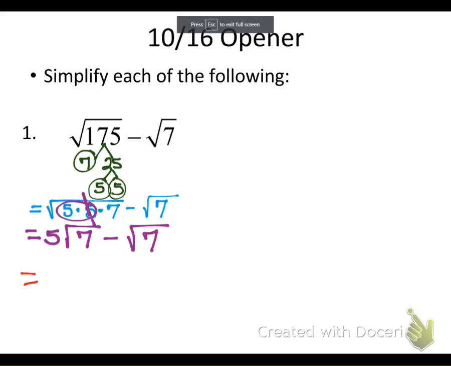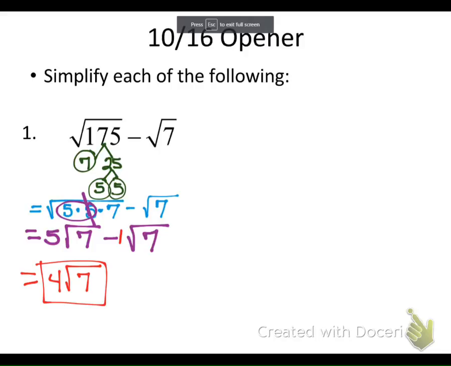So from here, I have 5 square root of 7 minus the square root of 7. Are my radicands the same? Yes, making them like terms. So since they're like terms, I'm going to go ahead and simplify the coefficients. But the square root of 7 does not have a coefficient. So what do I have to either put up there or imagine that's there? 1. So then I would take 5 minus 1 and get 4. Then what? Square root 7, because our radicand does not change.